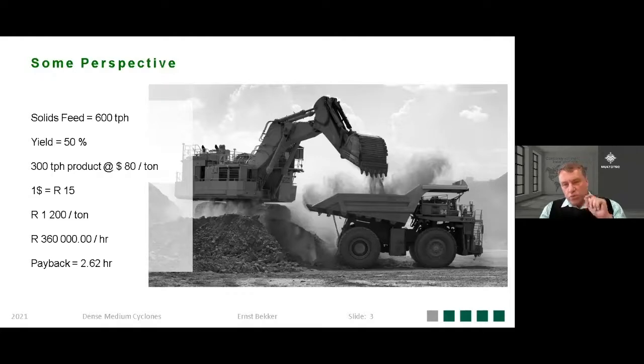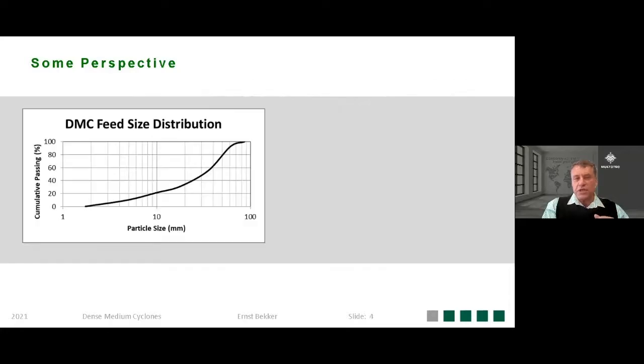But there's an important point to notice in this example. The dense media cyclone makes money by the hour, but it can also lose money by the hour. And that's why it's so important that we make sure that this equipment operates as efficiently as possible. Now, just some other interesting information.